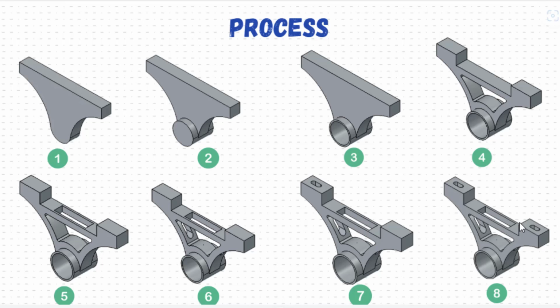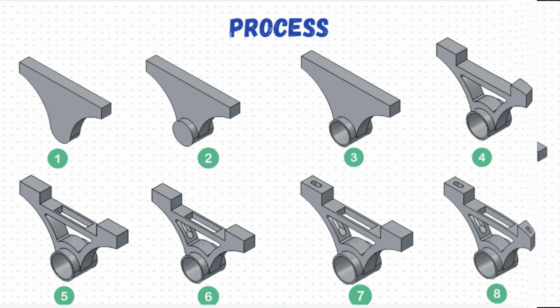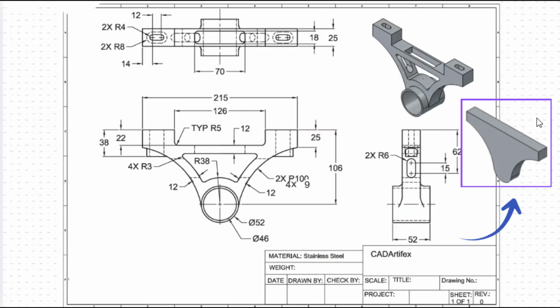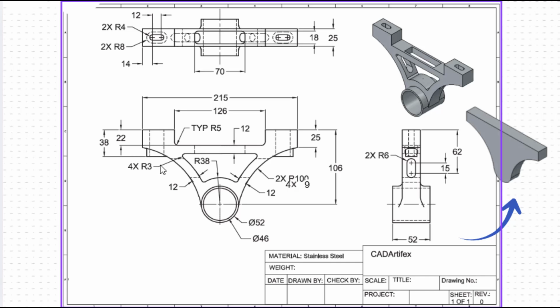Now let's look at our base feature. Let me take the technical drawing. Yes, here is the base feature, and when you look at the front view you can see this outer profile. We'll be creating this outer profile, which is of length 215 and this small height is 22. The total height is 106. We'll be creating this outer profile, then extruding it to a distance of 25.